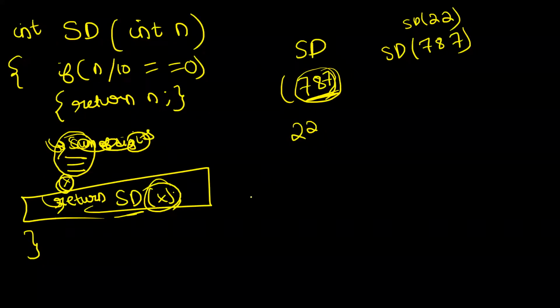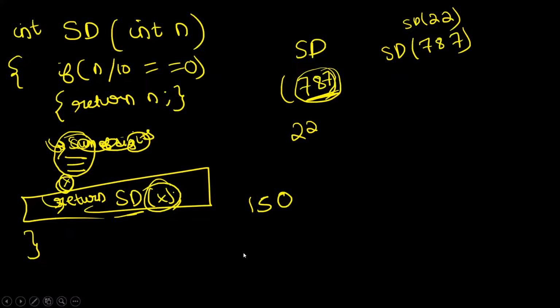No, how will it return? If you are taking the number as 150, n by 10 will be not 0, boss. N by 10 will be 15. Okay, so it will not terminate. Yeah, you can do it like that also. N less than 10. वैसे भी कर सकते हो, ठीक है?